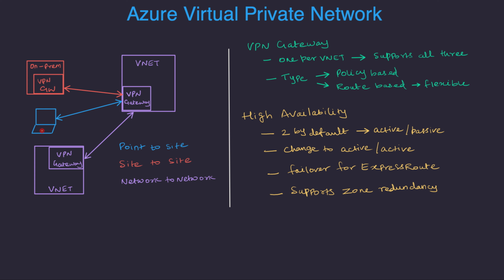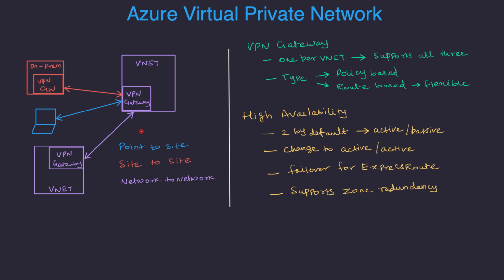When you are connecting your individual device to a virtual network using VPN, we call that point-to-site VPN. And when you are connecting your on-premises network to a virtual network, we call that site-to-site VPN. And when you are connecting two different virtual networks within Azure using VPN, that is called network-to-network VPN. So the VPN within Azure supports all of these three types.